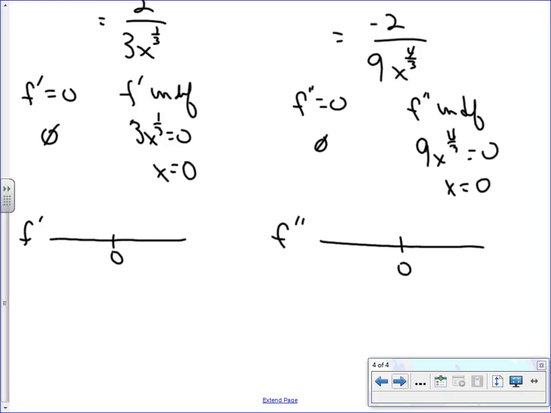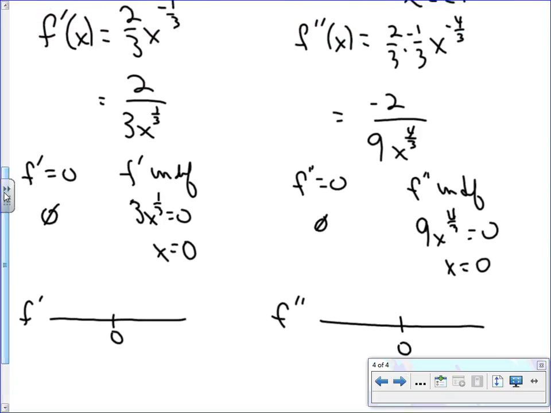Alright, so now I need to make sure you can plug numbers into things with exponents like 1/3 and 4/3 and not mess up. Okay? Any negative number, put it in here and take its cube root. The cube root of a negative number will be a negative number. Yes, you need to write that down. The cube root of a negative number is a negative number. And 3 times a negative number is a negative number. And 2 divided by a negative number is a negative number.